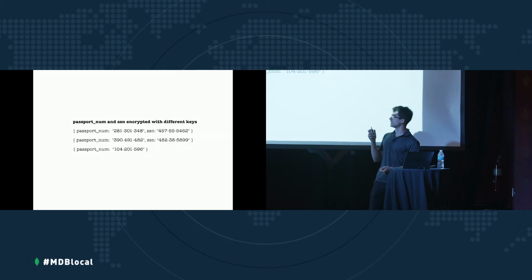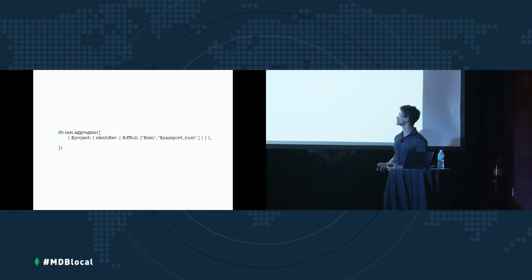So here's an instance of where it's actually impossible. Suppose you have a collection containing these three documents where passport num and the SSN are encrypted with different keys. And you have a query, or an aggregate, where you first project into a new field identifier, and identifier is set to SSN if it's not null, otherwise passport num. And then you match on that new field identifier by this constant.